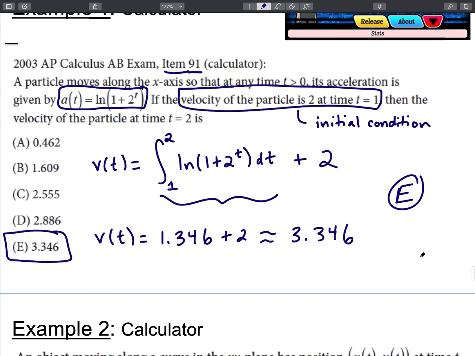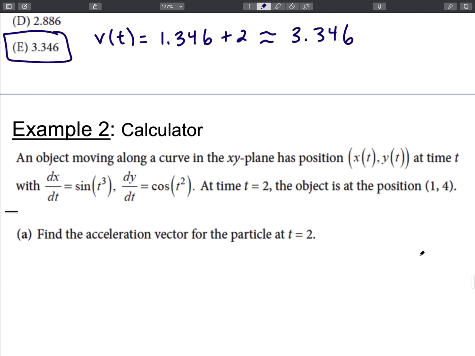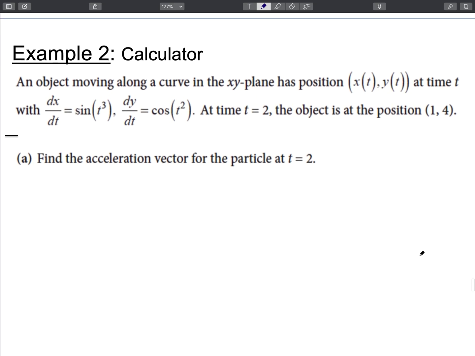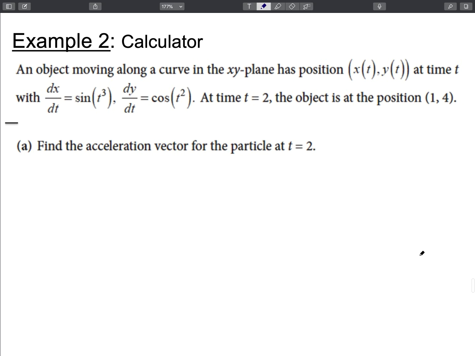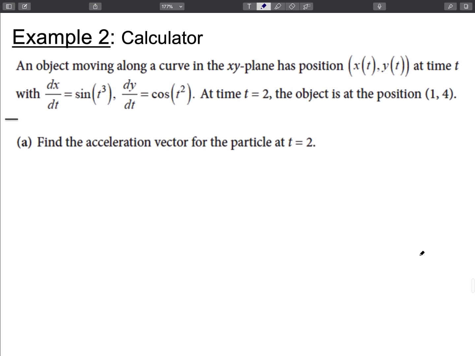All right, we only have one other example today, but it does have 4 parts. It is a calculator question, and it's a good one. So let's see if we can do it. It says an object moving along a curve in the xy plane has the position x of t, y of t at time t, with dx/dt equal to sine of t cubed and dy/dt equal to cosine of t squared. At time t equals 2, the object is at position (1, 4). So we know the position is going to be (1, 4). That's something that's good to know.